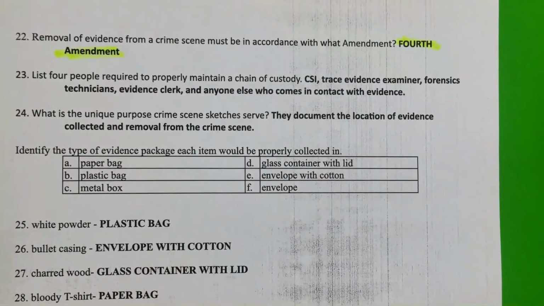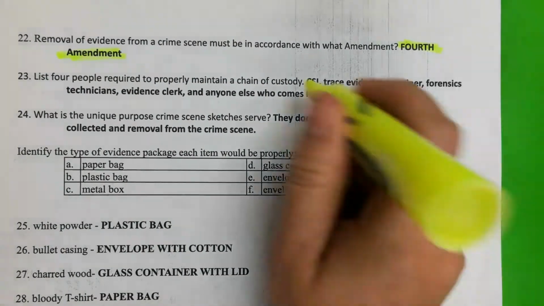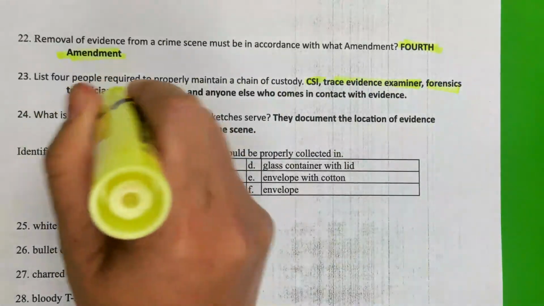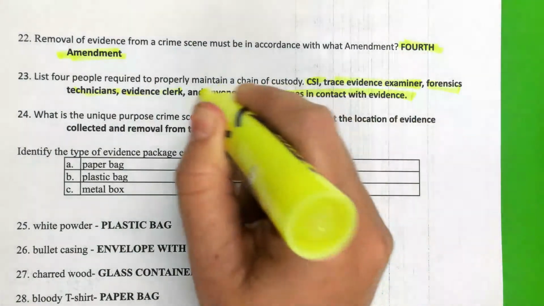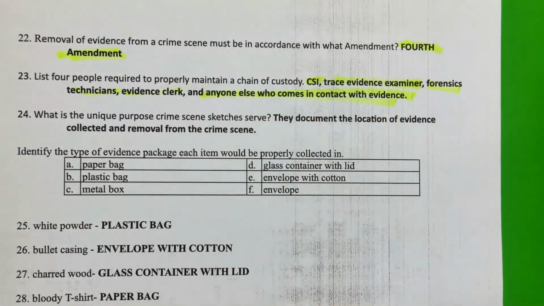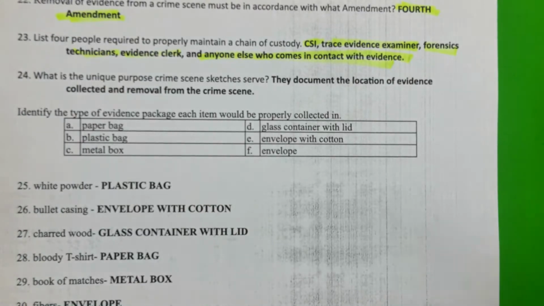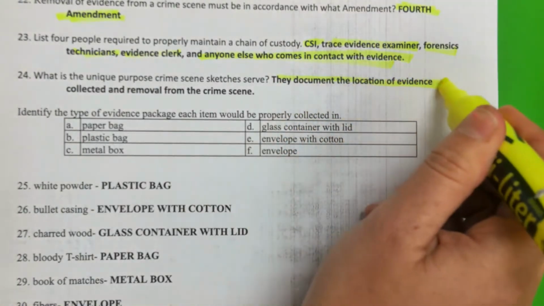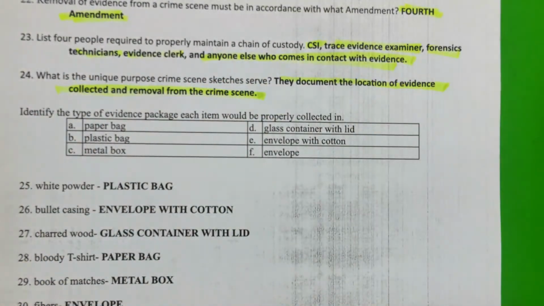Number 23, list 4 people required to properly maintain a chain of custody. That's the crime scene investigators, trace evidence examiners, forensic technicians, evidence clerk, and anyone else who comes in contact with the evidence. What unique purpose do crime scene sketches serve? They document the location of evidence collected and removed from the crime scene.